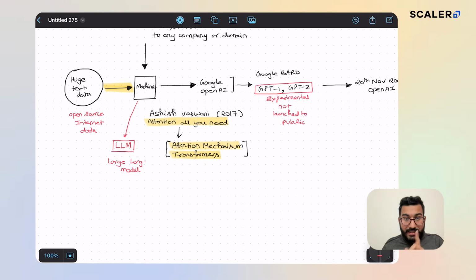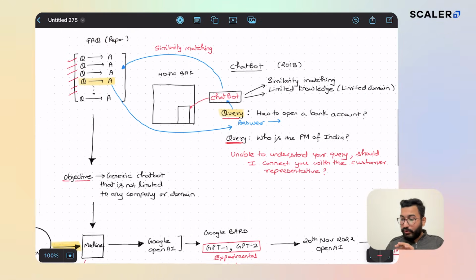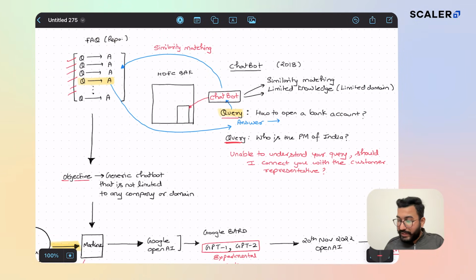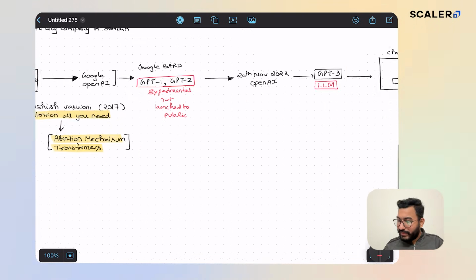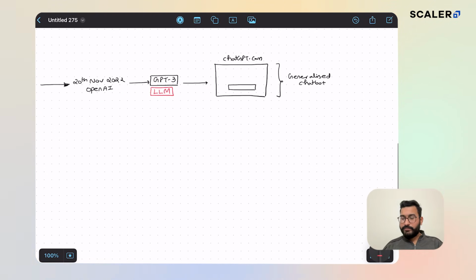And let me tell you one more thing. Ashish Vaswani at that time was working with Google as a research scientist, and that is when he wrote this paper. So I hope you were able to understand the entire evolution of how the chatbot became ChatGPT. There was only one requirement: how to convert this domain-specific chatbot to a generalized chatbot, and that is how they were able to achieve it.